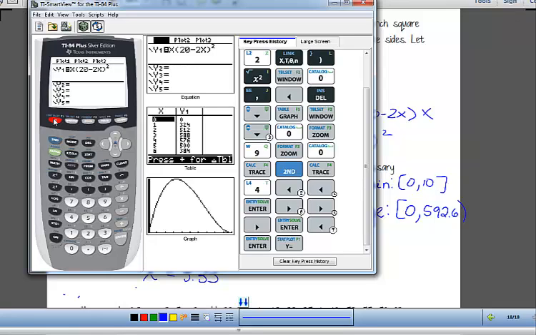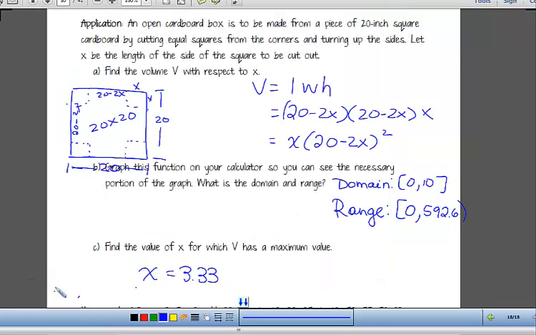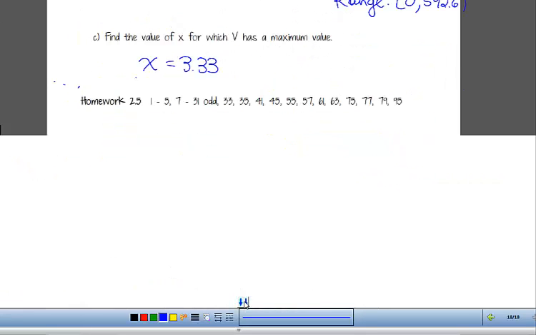Okay. All right, I'll look at that in just a second. Do we have another question here? Nope, that's it. Okay. So that's how we could solve that problem and answer all of those questions.